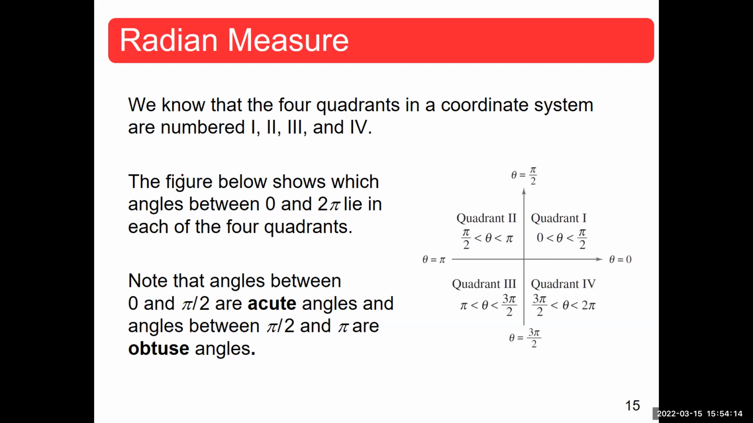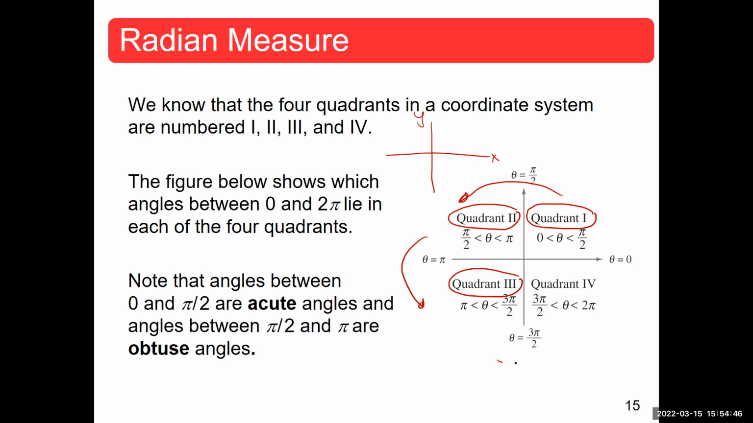And what they did, they said, if I have X and Y, this is 4 areas, right? We call the first one quadrant 1. If we go to the left, counterclockwise, that's quadrant 2. Then keep going down, quadrant 3. Keep going this way, that's quadrant 4.